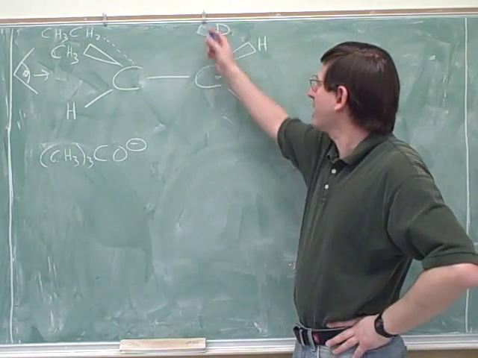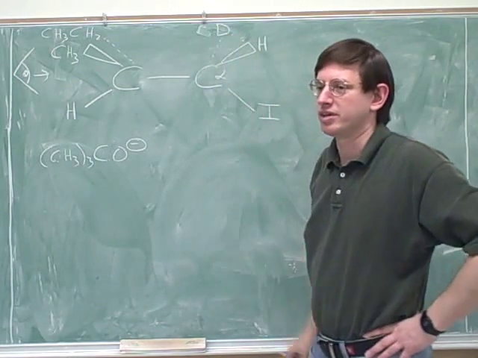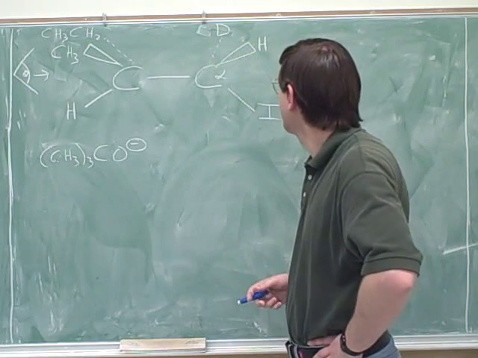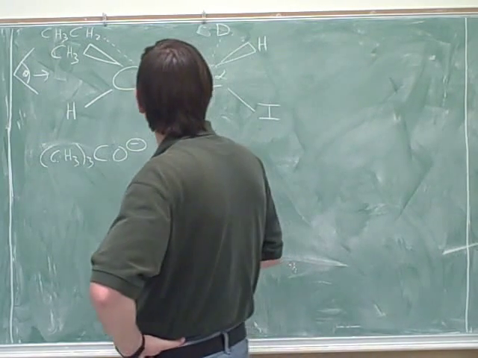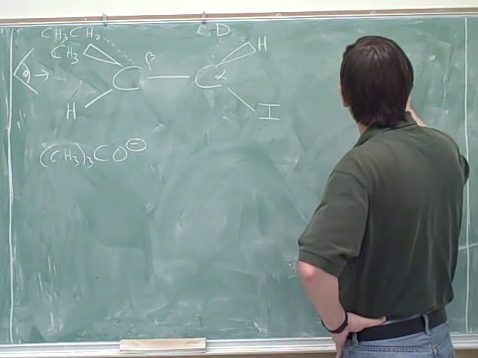So you guys are expected to know that a capital D stands for deuterium. That's just an isotope of hydrogen. So let's change this to a deuterium. All right, so this is just an isotope of hydrogen. This then would be our beta carbon. All right, so now drawing the Newman projection.